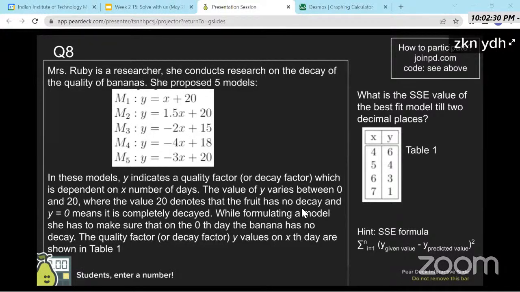The quality factor or the decay factor y depends on the x number of days, which is shown in the table. Now what is the SSC value of the best fit model till 2 decimal places? That is something you have to answer here.